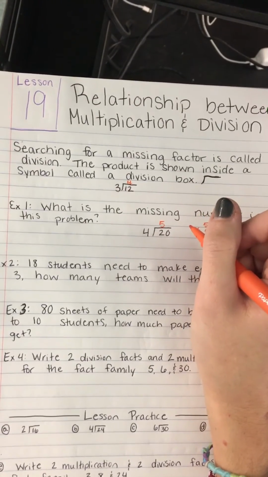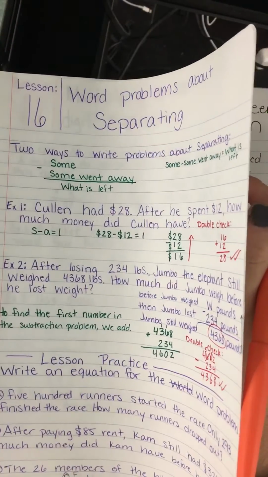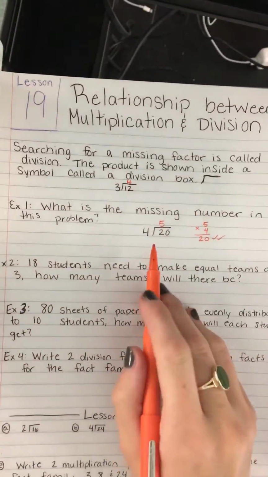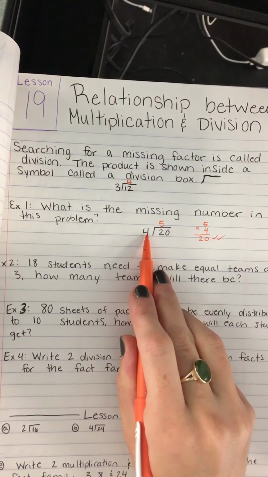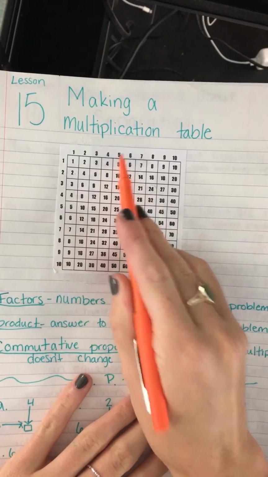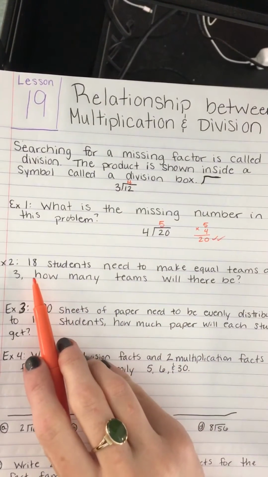And if we needed to go back into our multiplication table to see that in lesson 15, which is right here, we would be looking in the 4 column for number 20. So we go down to 4, number 20, 5 should be on top. 5 is on top. Okay, example 2.